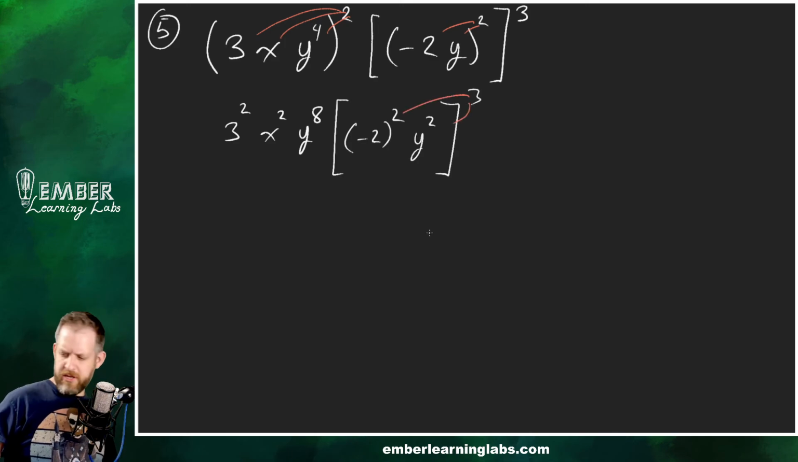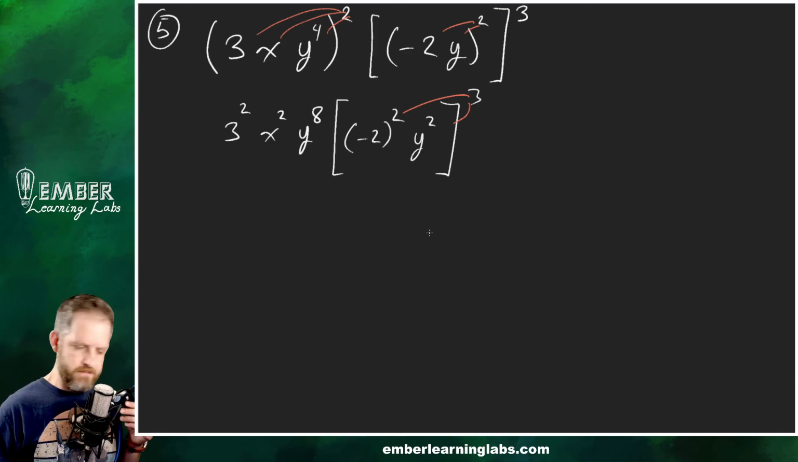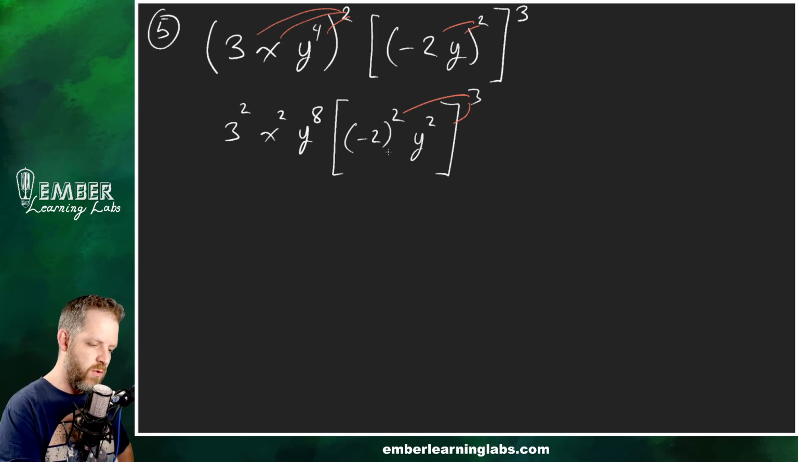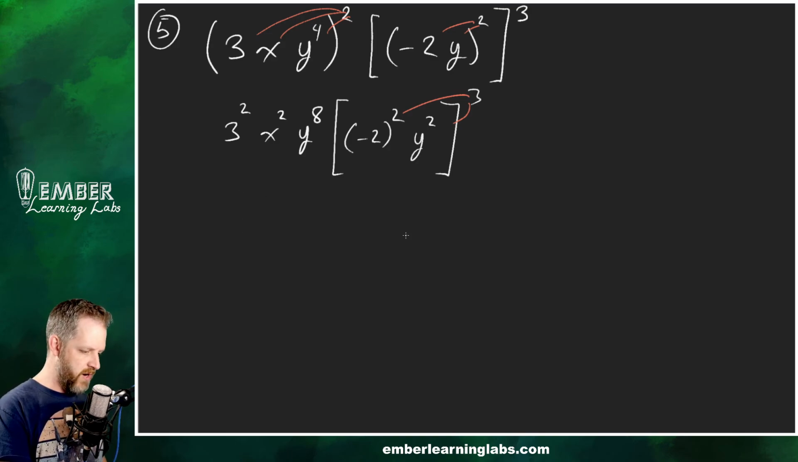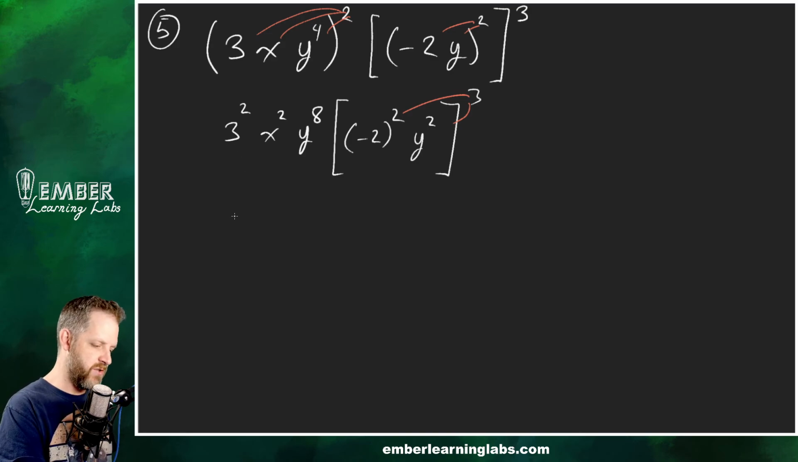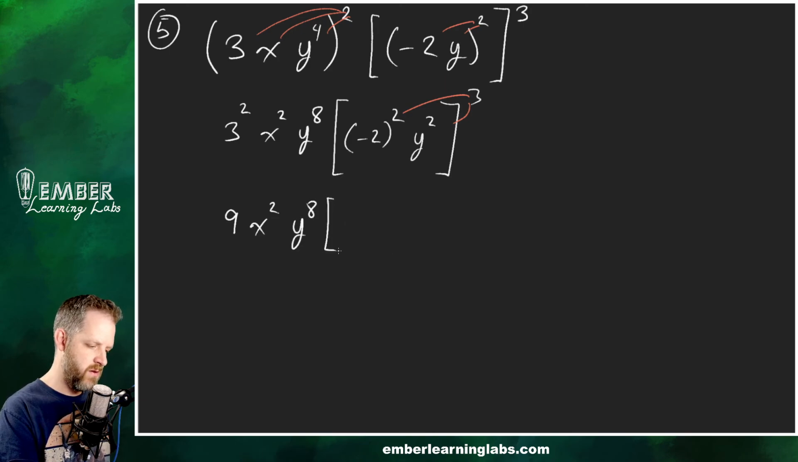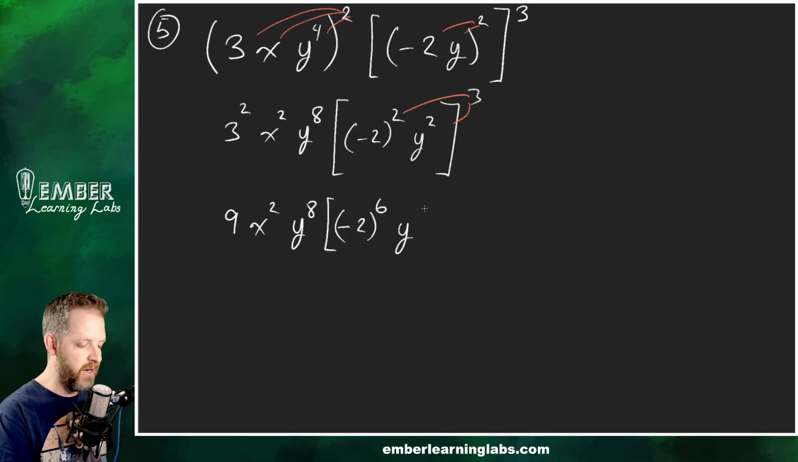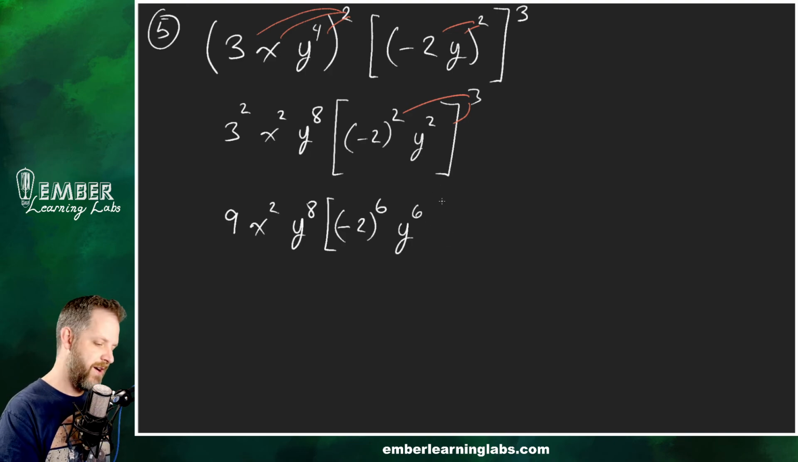So, we're going to bring down this other stuff that we haven't touched. 3 squared. Actually, why don't we do 3 squared? Why not? 3 squared is 9, because 3 times 3 is 9. x squared, y to the 8th. We got a power to a power. We're going to multiply them. So we're going to do negative 2 to the 6th. Still hate that word. Terrible word. Oh, about to say it again, because this is y to the 6th, right?